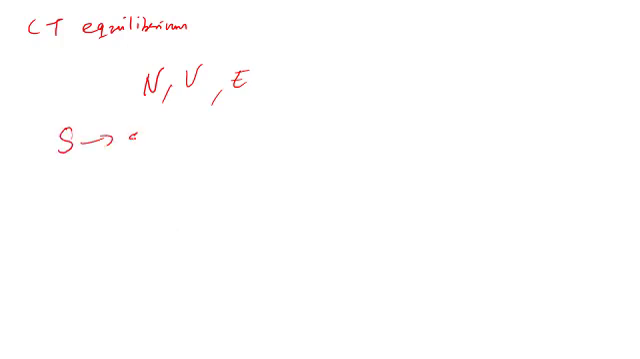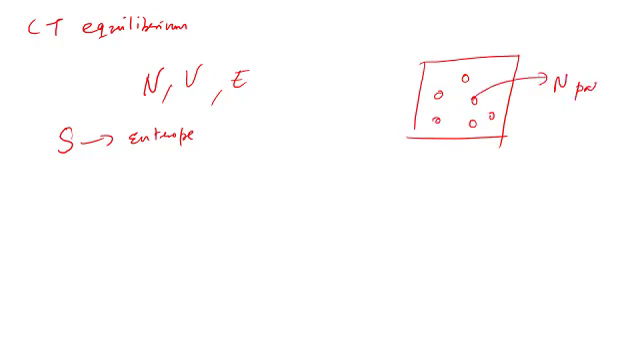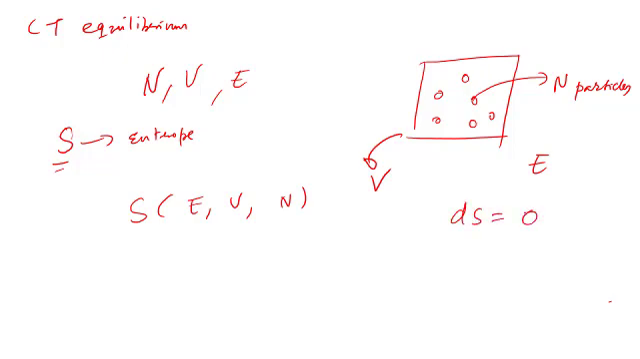S is the entropy. And in general, if you have a system of N particles with a volume V and the total energy is E, then I can define a function entropy which depends upon E, V, and N. And from thermodynamics, we know that you want to maximize this entropy, or basically you set dS equal to 0 whenever you want to see where the system would equilibrate, right?